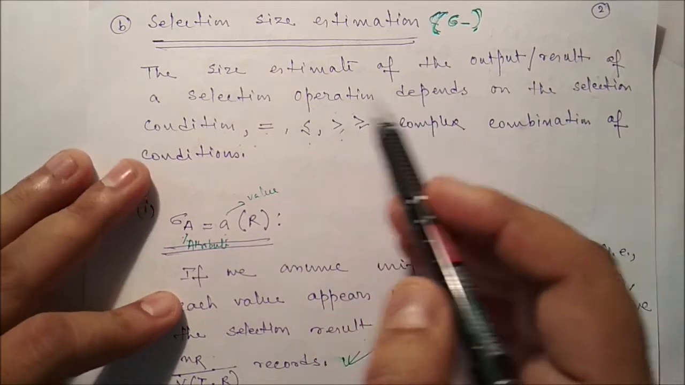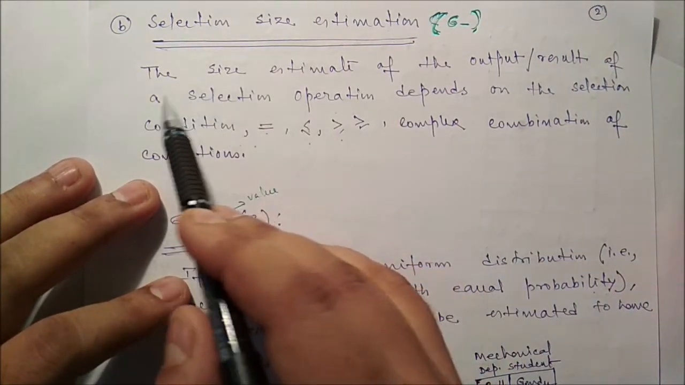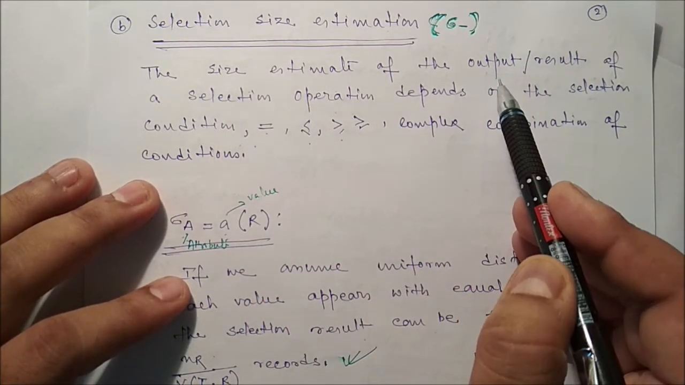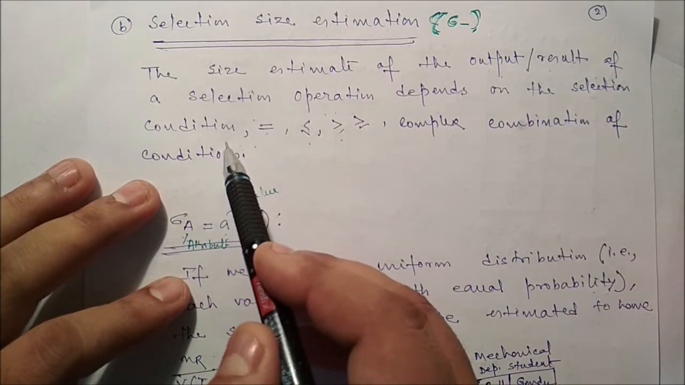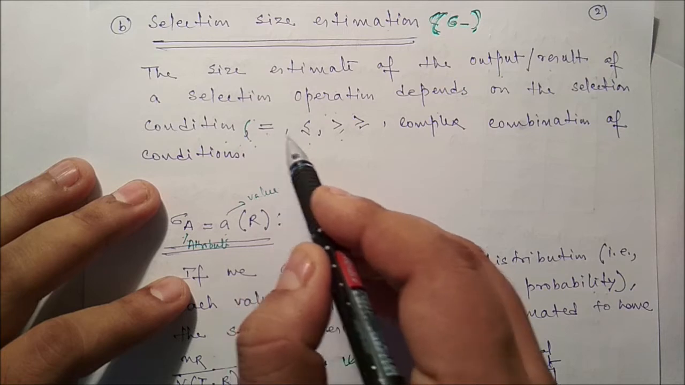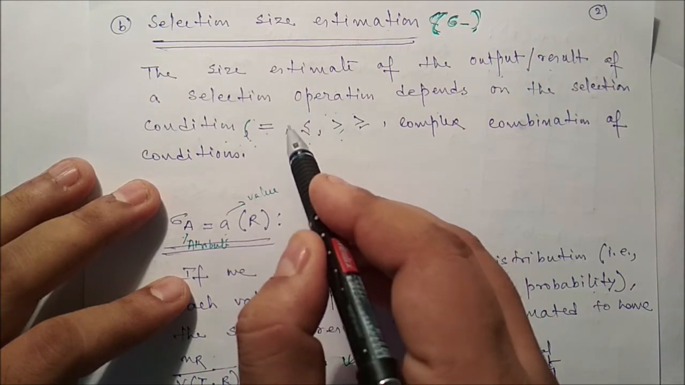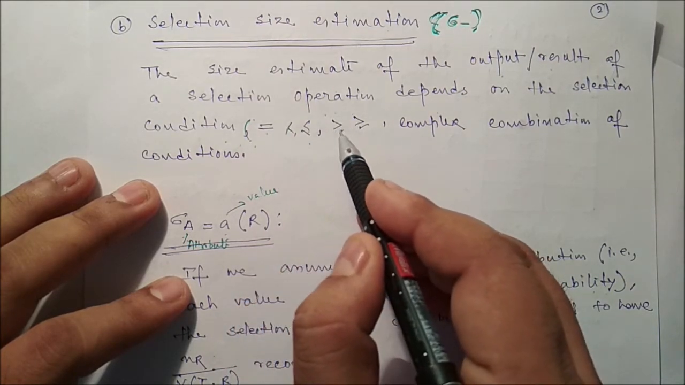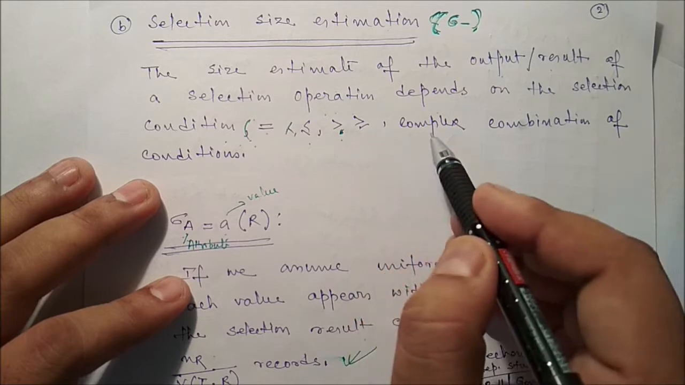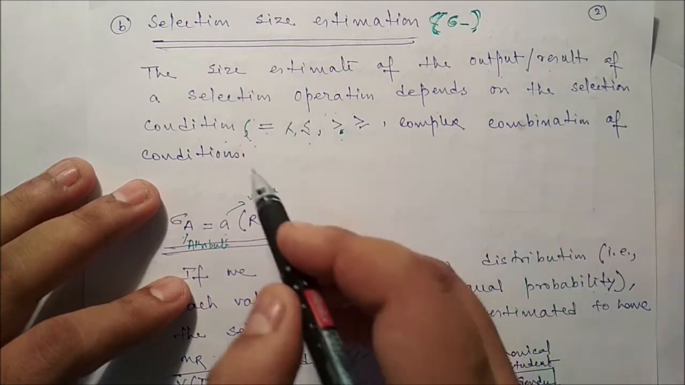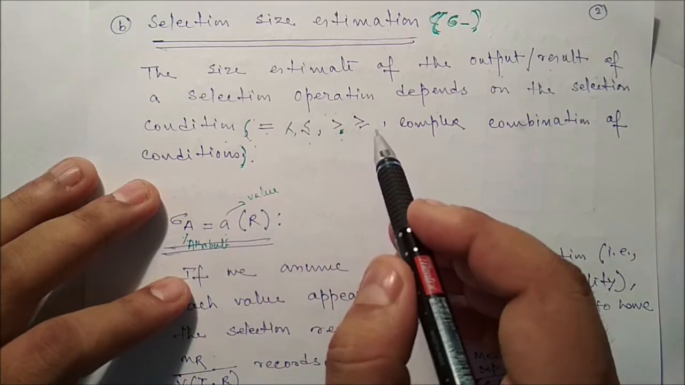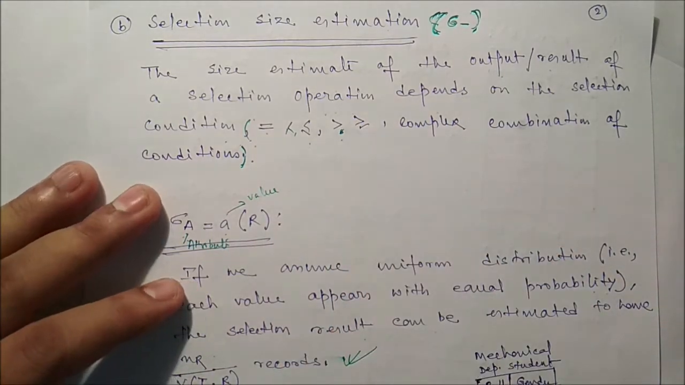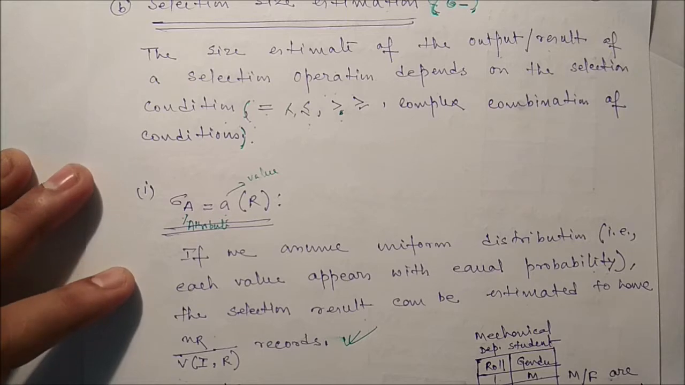Okay, so selection size estimation. The size estimate of the output or result of the selection operation depends on the selection condition. The condition may be equal to, greater than, greater than or equal to, less than, less than or equal to, or some complex combination of conditions. Depending on the condition, the output of the selection operation will be different, so we want to estimate this.